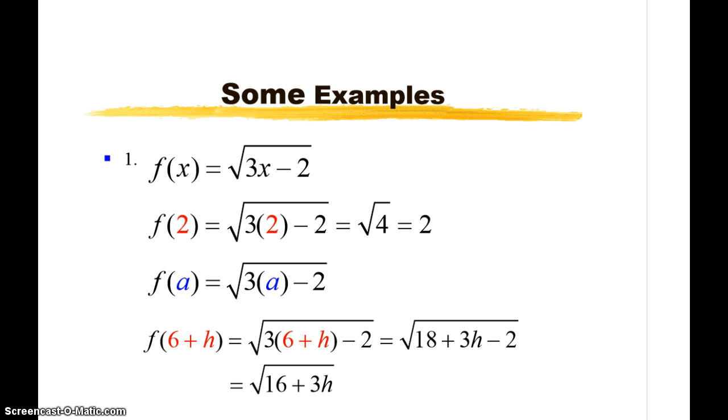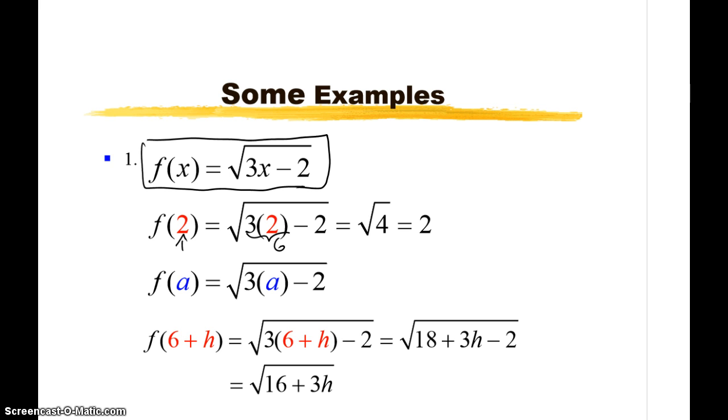Here are some other examples. What if our function was defined by this rule? F of x is the square root of 3x minus 2. Well, if we were to evaluate f of 2, all we would have to do is replace the input variable x with 2. So everywhere we see x in our function rule, we write 2 instead. And f of 2 would be the square root of 3 times 2 minus 2. 3 times 2 is 6, and 6 minus 2 is 4, so we get square root of 4, or 2.